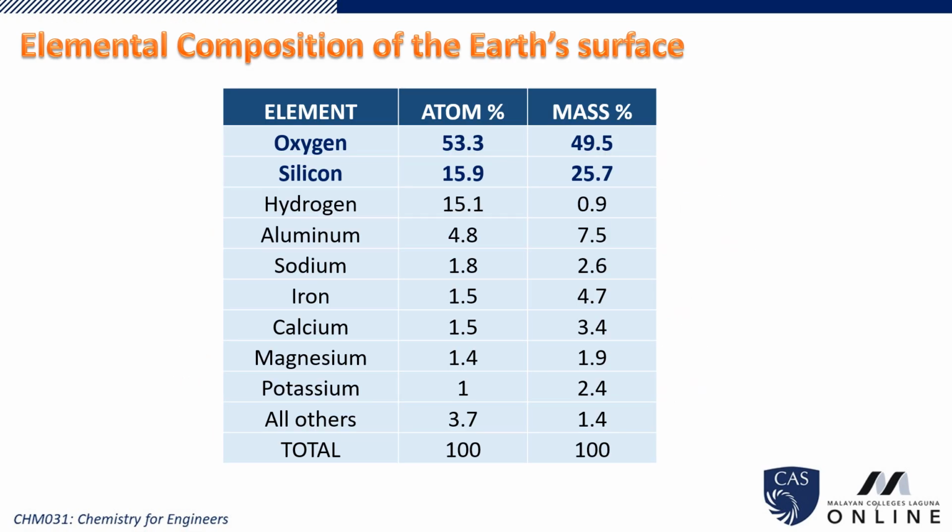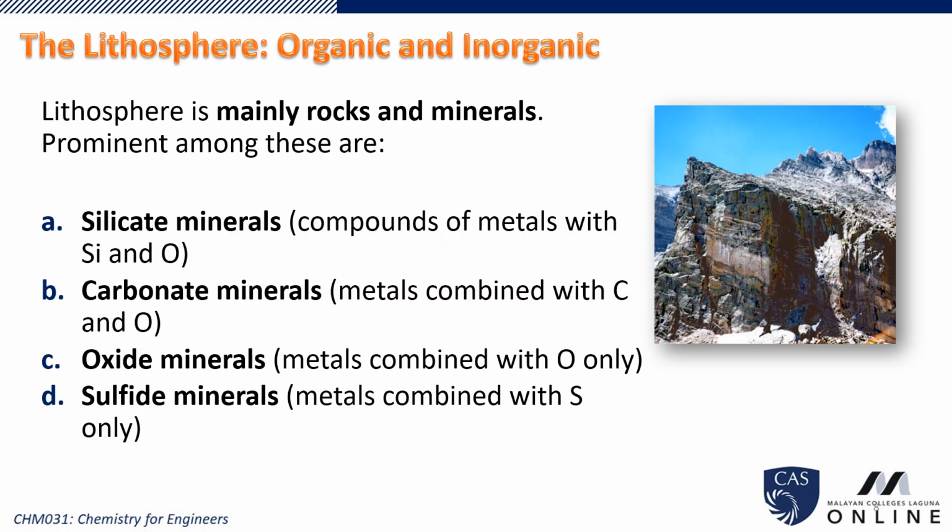The Earth's surface is mainly composed of oxygen, silicon, aluminum, iron, and other elements. These form the basis of soil metals. In terms of the types of minerals, the lithosphere contains silicate minerals, carbonate minerals, oxide minerals, and sulfide minerals. These determine soil composition.